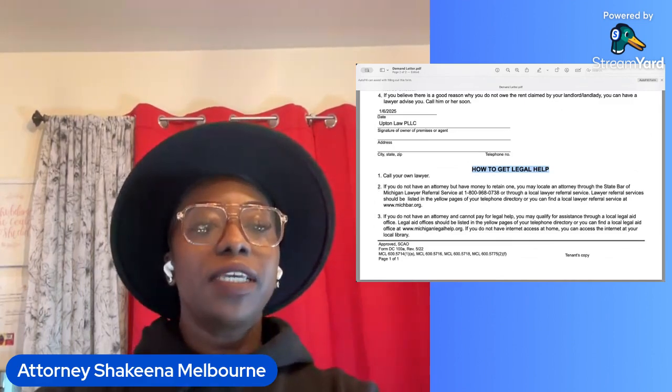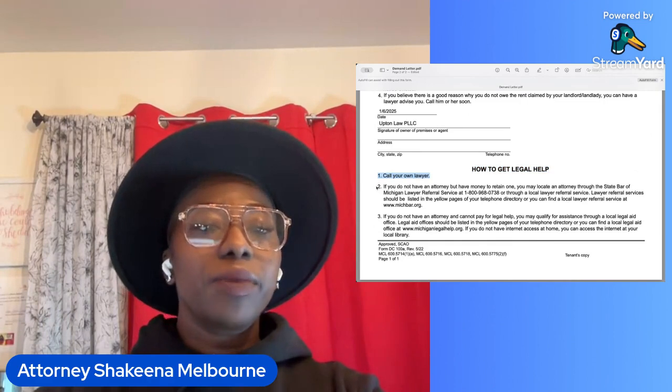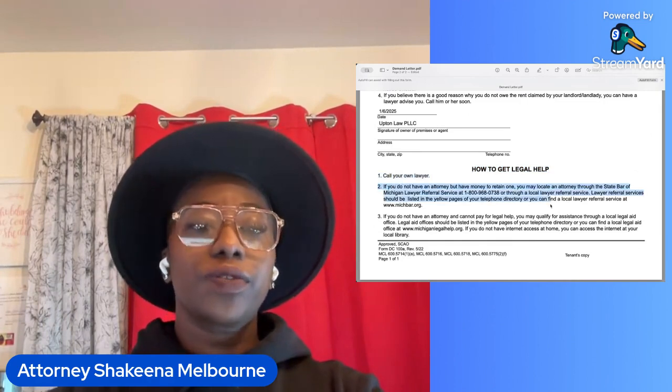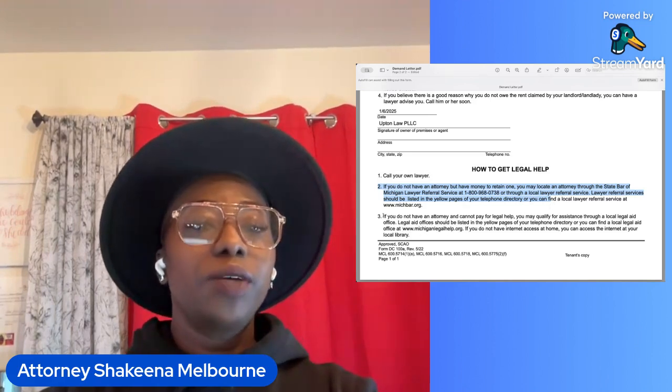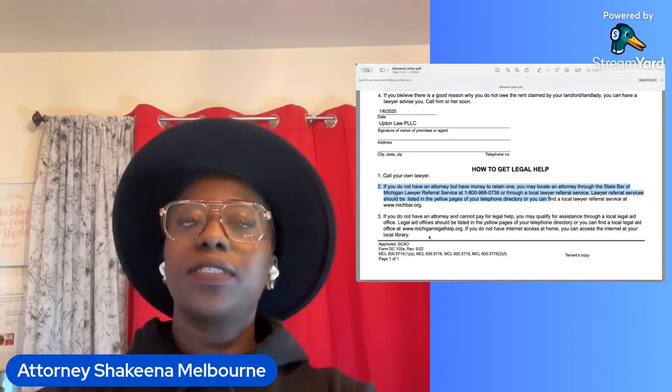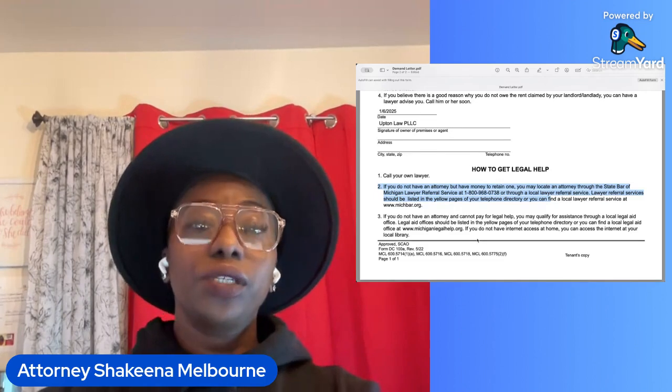The second page is the copy you're going to send to the tenant, the occupants of the space, because at the bottom you'll see it gives them options. Call an attorney if they need help. Call the State Bar of Michigan to get some referral services if, again, they need help. If you don't have an attorney and you need help from legal aid or legal services like Michigan legalhelp.org, then you can do so.